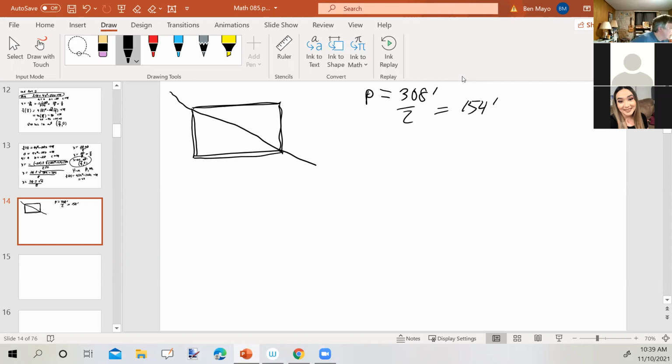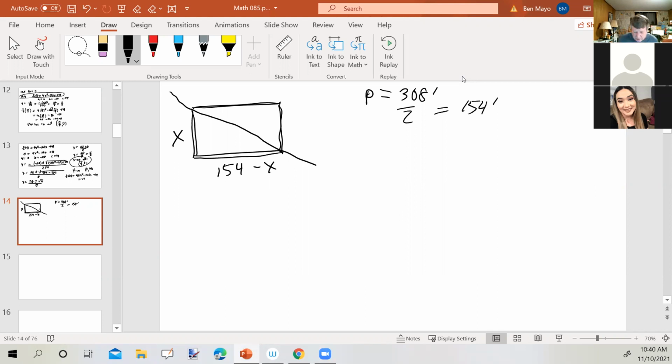So I have 2 sides, the total of which is 154 feet. Let's say I call this side X. So this little piece here is going to be X. If the whole thing is 154, and I take away the X, the piece that's left would be 154 minus X. Do you follow that? Okay.